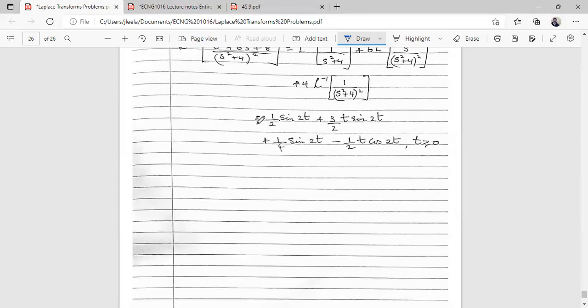So now we could simplify this here. These two terms are alike, so you could say this is 3/4 sine 2t, because a half and a quarter is 3/4, plus 3 over 2 t sine 2t, minus a half t cos 2t, for t greater than or equal to 0.